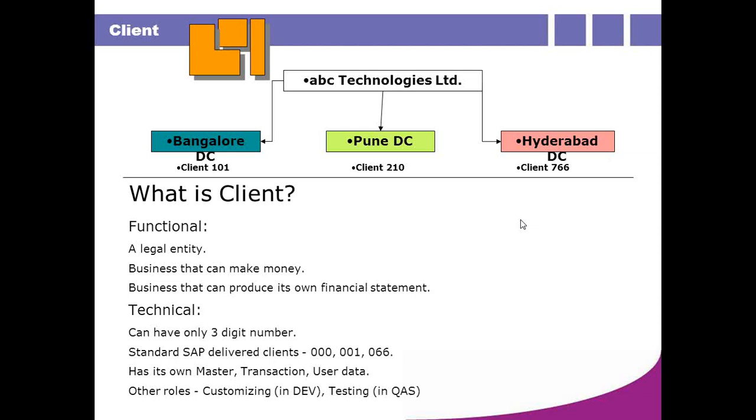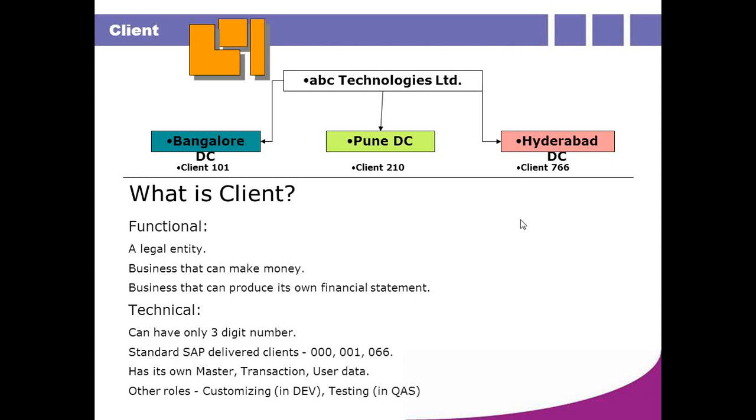As you are seeing in this picture, I have a company, ABC Technologies. It is spread across three locations: Bangalore, Pune and Hyderabad. Now for these three locations, my database is a single database. So the business is spread across multiple locations, but the database is a single database only.